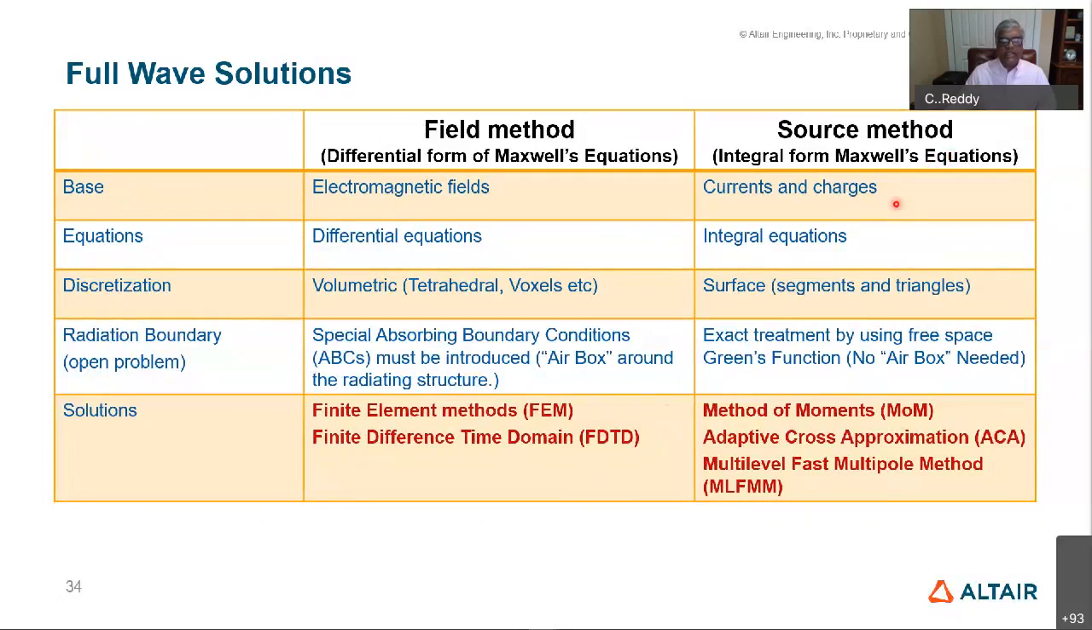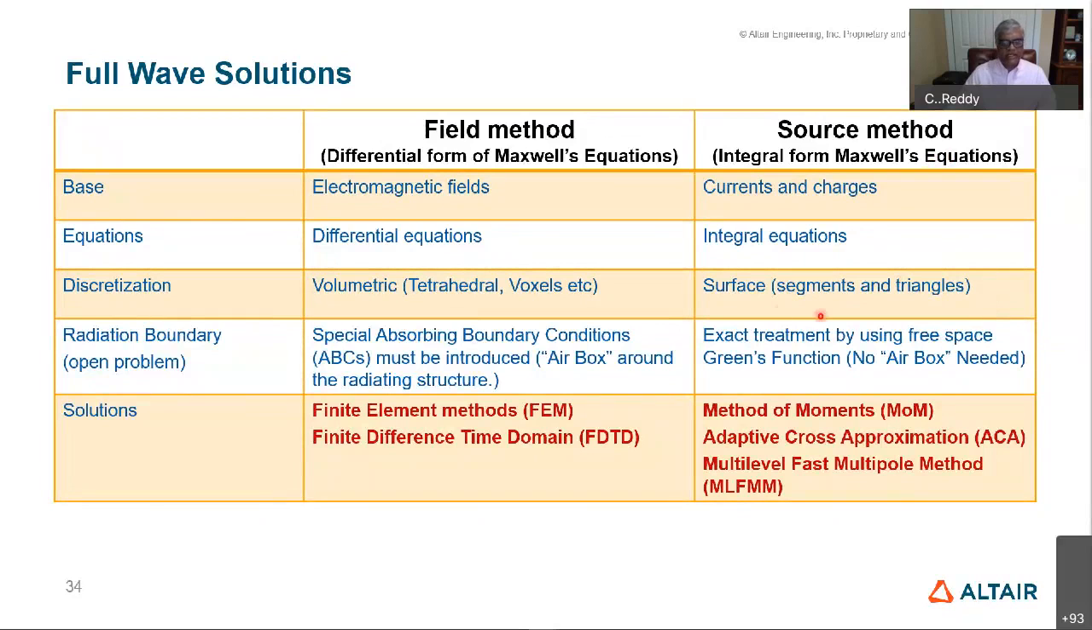Whereas the source method works with the currents and charges, and it is using the integral form of Maxwell's equations. So it uses the surface discretization, so you don't need to discretize the volume. The wires can be segmented with wire segments, and the surfaces can be discretized with triangles.